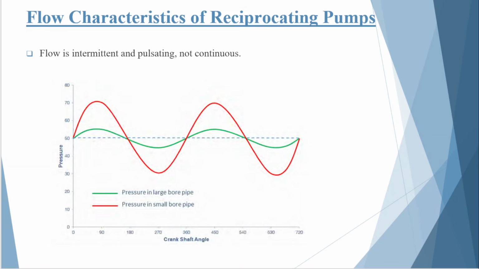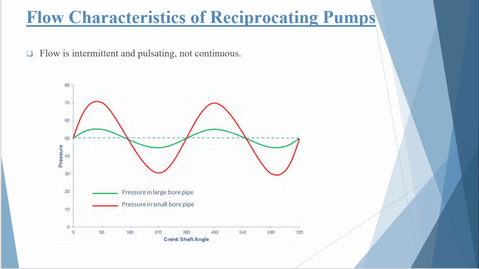When the piston moves slowly near the beginning and end of the stroke, the instantaneous flow rate is relatively low. As the piston approaches the middle of the stroke, where its velocity is highest, the flow rate also reaches its maximum value. Therefore, although the average flow rate over one complete revolution remains constant, the instantaneous flow rate keeps changing.